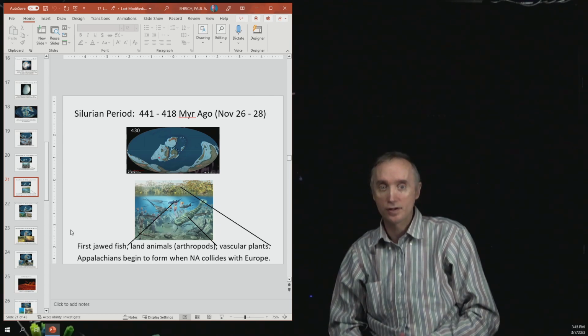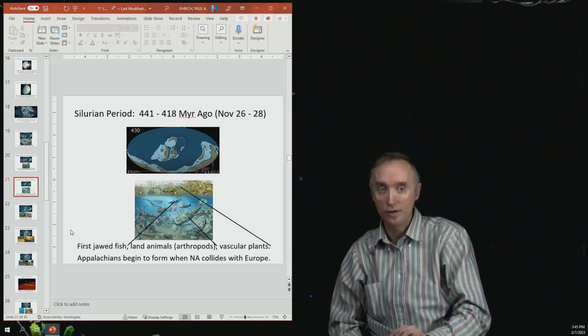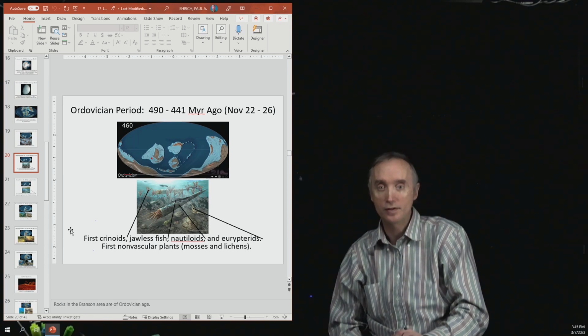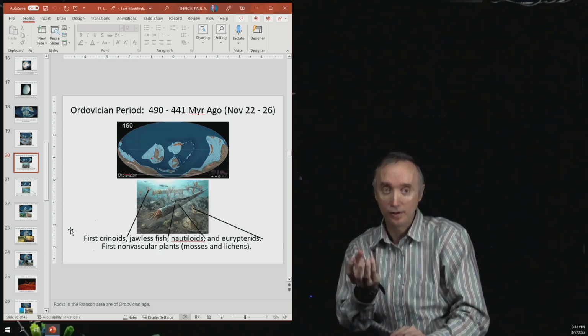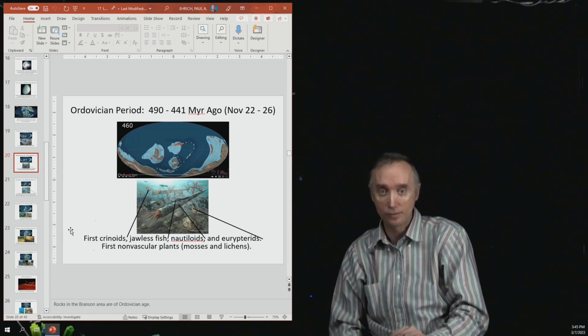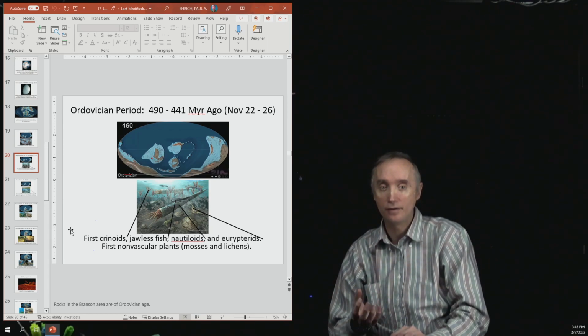So what advantage does a vascular plant have over the previous kind of plant? So let's go back to the previous slide there. And so the non-vascular plants were mosses and lichens. Well, where do you find them? In moist environments on the ground. So they can't really stick up above the ground so much because they don't have anything to support their weight.